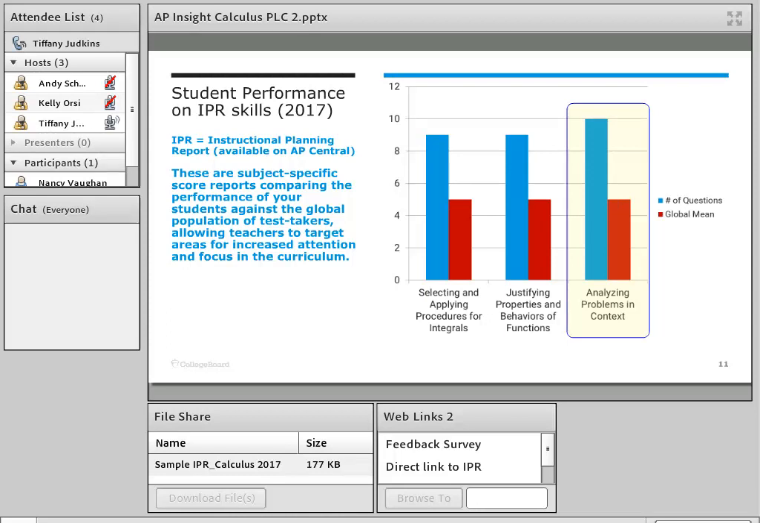There was some kind of context there that they had to sift through, but the global average number of those 10 questions that students got correct was only 5. So they were 50% hit or miss on those questions, and that's really disconcerting, right? Because we want students to be better at that, and that's a place where we can help them scaffold and support those skills. Those will be shown broken down on your own individual IPR.